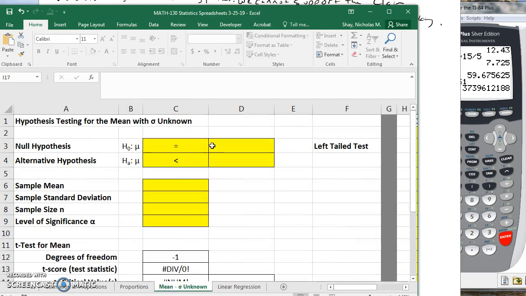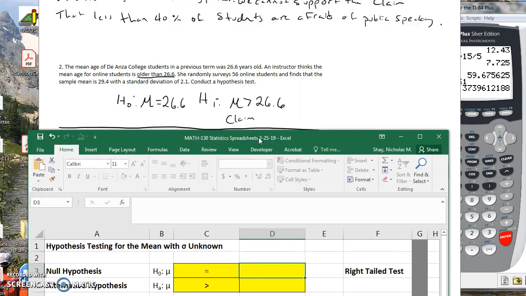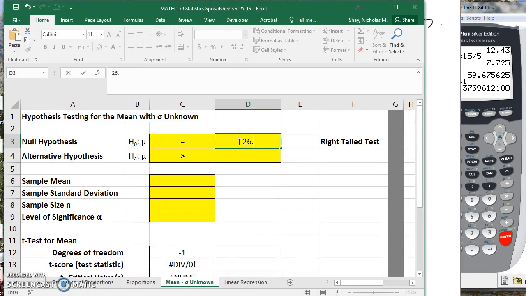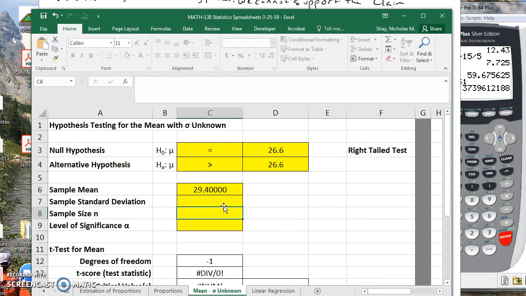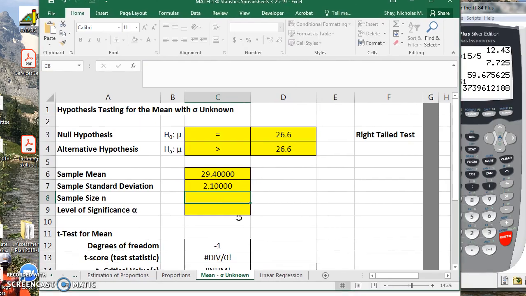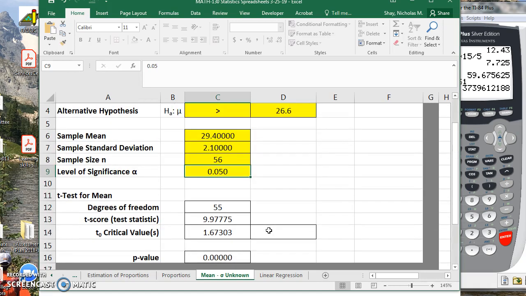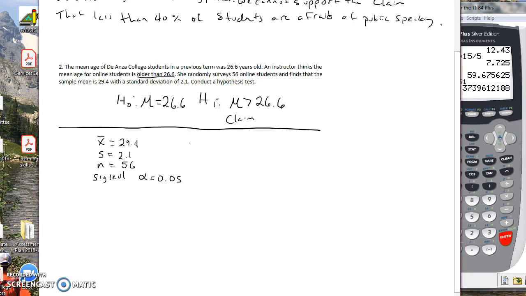This time we are working with means. So she is claiming that they are older than the average, which was 26.6. So our sample mean was 29.4. Our standard deviation was 2.1. Our sample size was 56. And our significance level was 0.05. What we are looking for here is our test statistic and our p-value. So our test statistic is 9.78 and our p-value is 0.